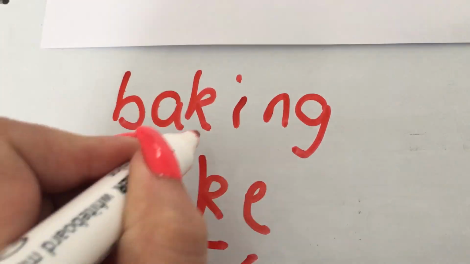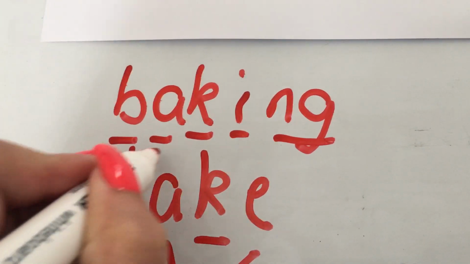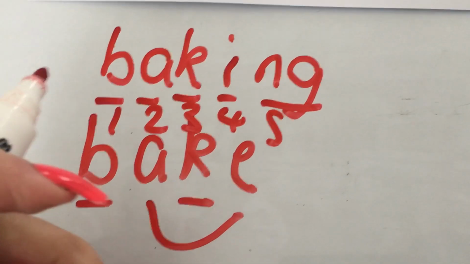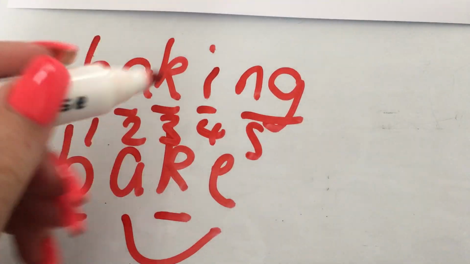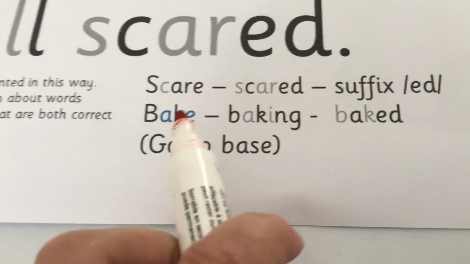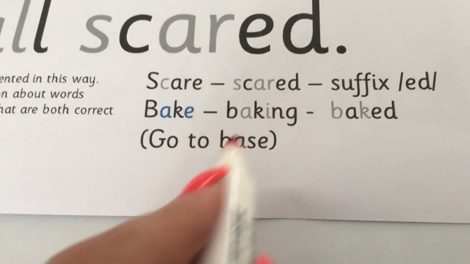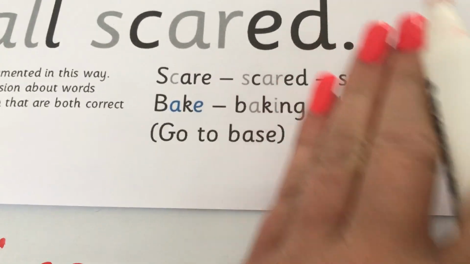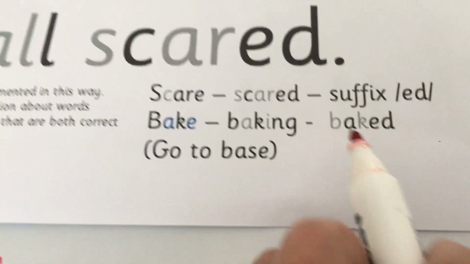Now we've gone to bake, baking, baking. When you do that, I found the children no longer keep the E and all the rest of it, and they understand it. So if you're going from scare to scared, you'll go down to scare and add the suffix. Bake, you'll go down to base and add the suffix to baked.